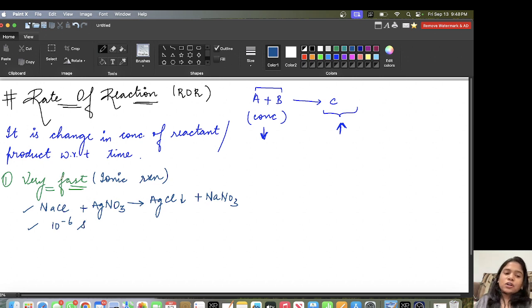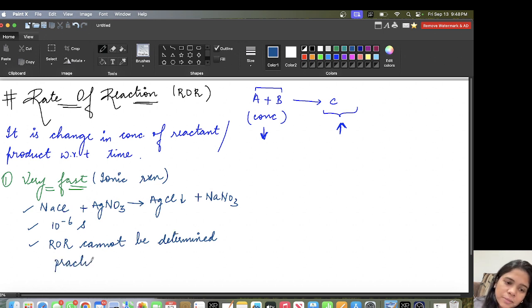So for these kinds of reactions, it's practically impossible. ROR cannot be determined. Rate of reaction cannot be determined because you're not getting the time to see how much concentration of the reactant or product is changing with respect to time. So rate of reaction cannot be determined practically in this case.